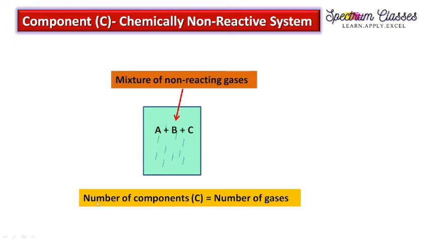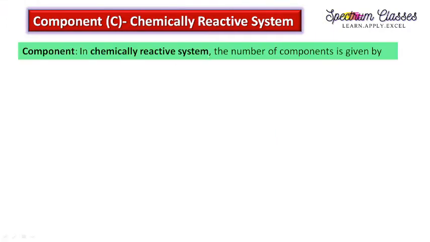So here we have a generalized formula. If we have a non-reacting mixture of gases, then the number of components will be equal to the number of gases. So it is a three component system. We are now coming to the chemically reactive systems. Before we discuss examples of chemically reactive systems, we have certain rules for this type of system.